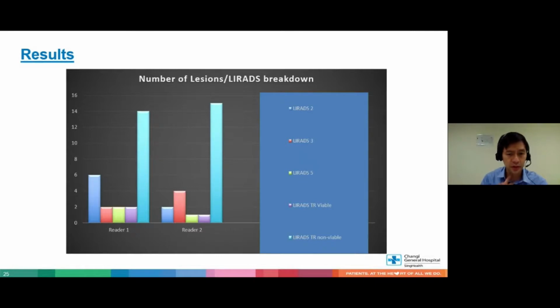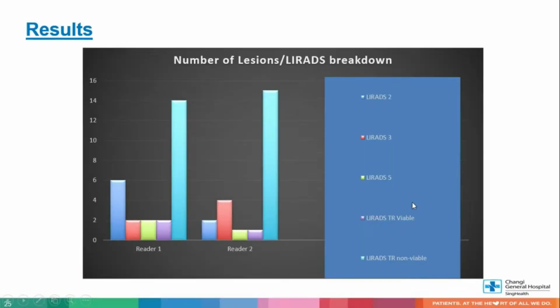So remember, reader 1 is the gentleman who had the iodine map. Reader 2 was a gentleman without the iodine map. So you could see that we use LI-RADS just to put everyone together. LI-RADS 5 usually means definitive tumor. LI-RADS 2 means benign. LI-RADS 3 is equivocal, but usually more likely to be benign. LI-RADS TR viable and non-viable are for lesions that have been treated. When we say viable, it means that we think there is remnant tumor. When we say non-viable, we think there's no more viable tumor.